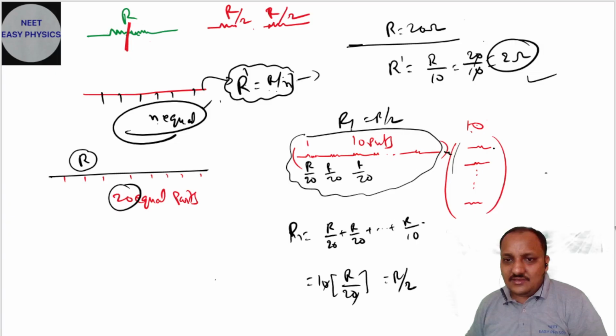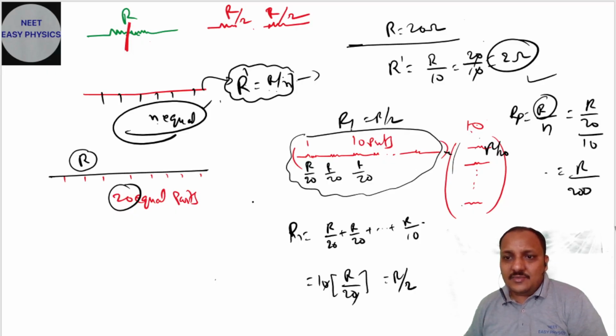Now see here, how many R by 20s in parallel? Again 10. Therefore, what is our formula? Rp is equal to R by N. Correct? So what is capital R here now? Each part resistance how much? R by 20. How many resistors are there? 10. Therefore, R by 200. So this combination is R by 200. This combination is R by 2.